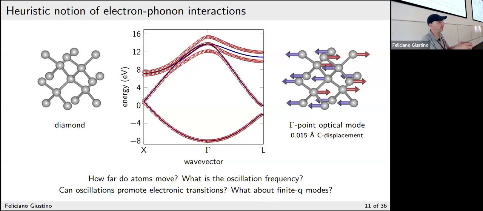But vibrations don't need to be confined in terms of wavelength to the unit cell. They could have a wavelength much larger than the unit cell. In that case, we would need to deal with the phonons' finite wave vector. And clearly, this simple approach will not cut it.